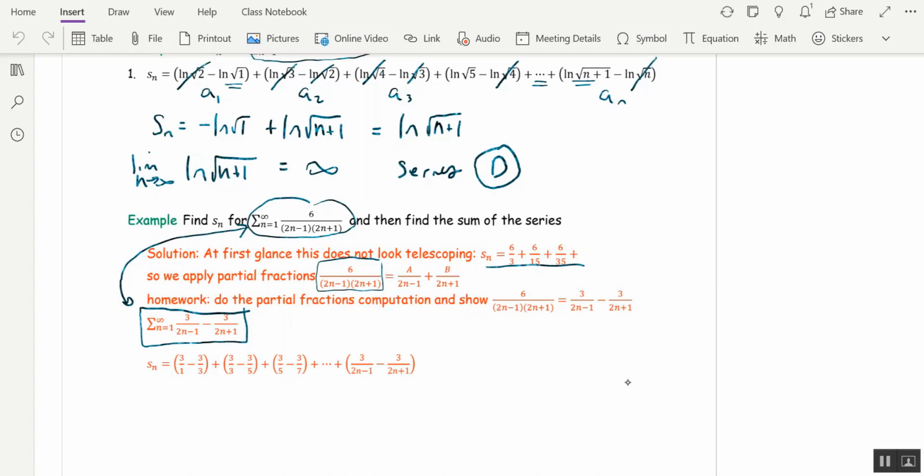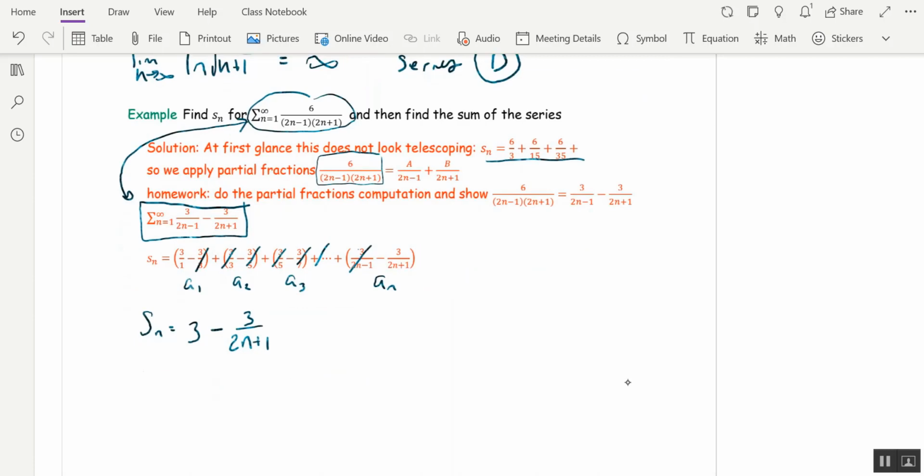I've written out a1, a2, a3. That was enough for me to see a pattern, and an. The reason why you always want to write an is because you need to see which of these 2 cancels. It might be the first, it might be the second. So in this case, the cancellation happens on the inside. All these inside guys cancel, and so this guy is going to cancel out. And the only 2 terms that are left are 3 and then a -3 over 2n plus 1.